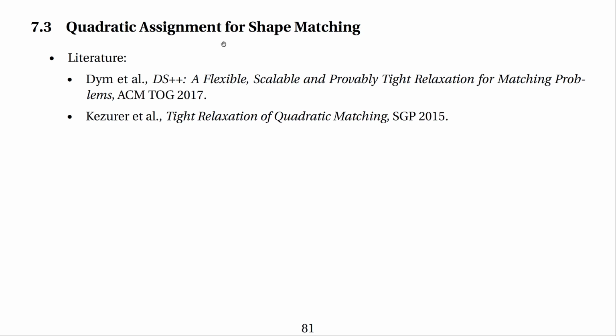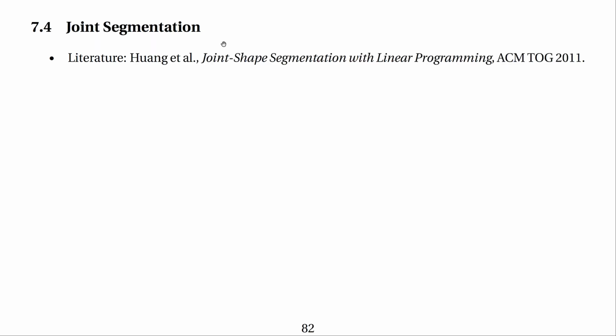Quadratic assignment is also one of the most obvious formulations for the shape matching problem. The following two papers are examples that use this quadratic assignment idea more explicitly than other papers. So I recommend these two papers as a starting point if someone's interested in quadratic assignment for shape matching.